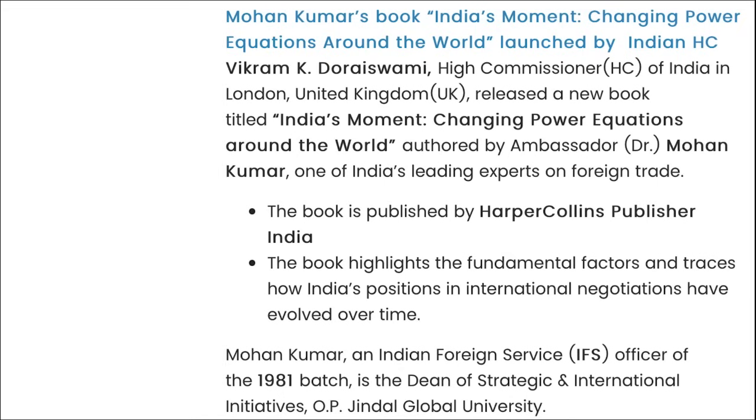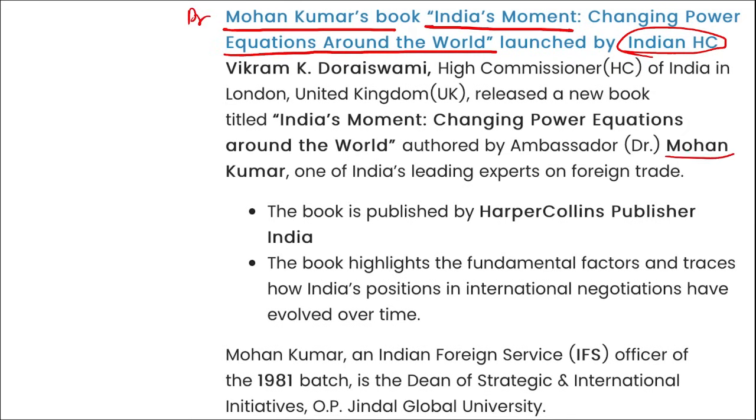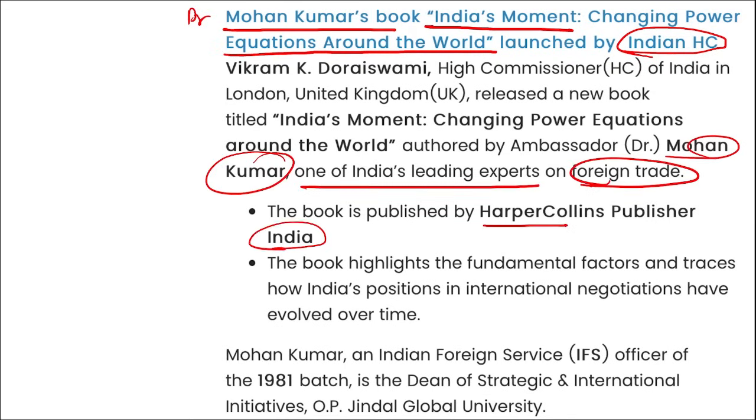Next is Mohan Kumar's book, India's Movement, Changing Power Equations Around the World. This was launched by the Indian High Commission. I repeat, the name of the book is India's Movement, Changing Power Equations Around the World. And this book was authored by whom? Dr. Mohan Kumar. He is one of the leading experts on foreign trade. This book will be published by HarperCollins Publishers India.